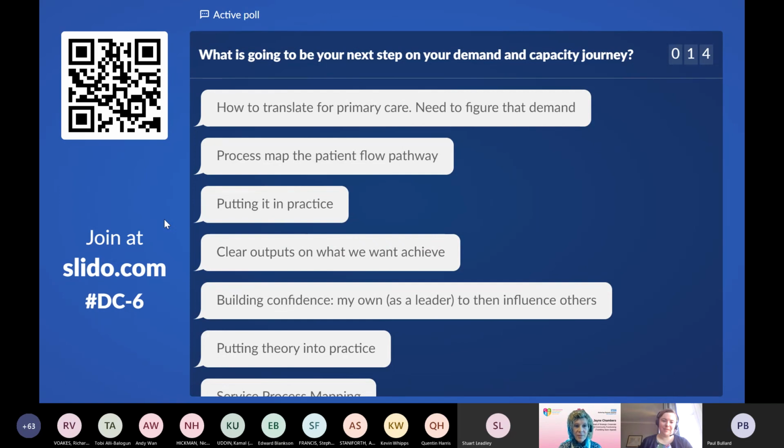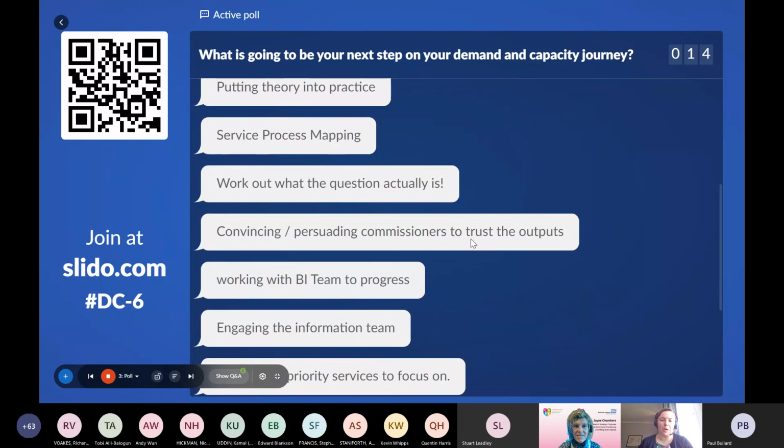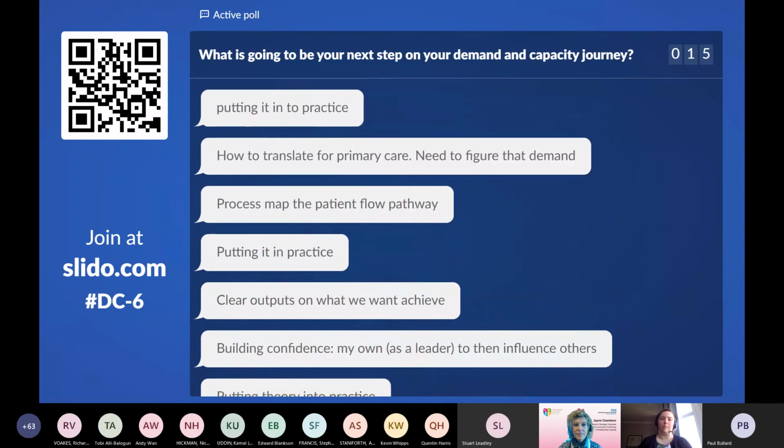Clear outputs. I saw something about commissioners and persuading commissioners. I know we have a few commissioners on this. Here we go. Convincing, persuading commissioners to trust the outputs. I know we have a few commissioners who are doing this course. It'd be really interesting for you if you could put in what would help to convince you. So what would you want to see to feel like you are confident in somebody's demand capacity modeling? Because I think that dynamic and that relationship is really, really vital for realistic change happening.